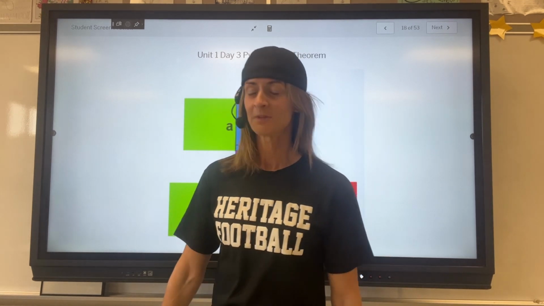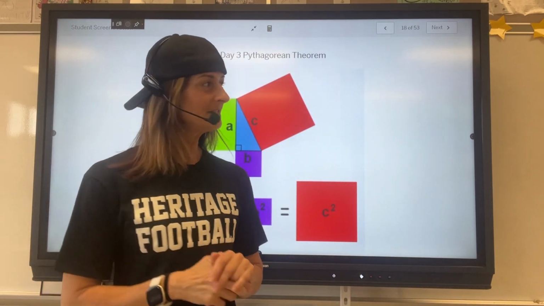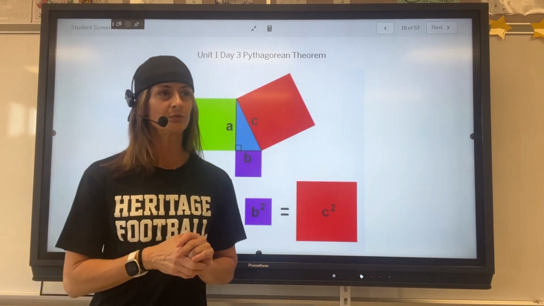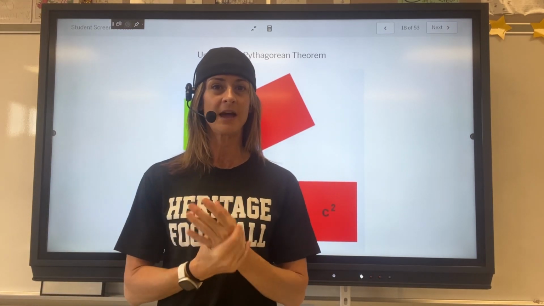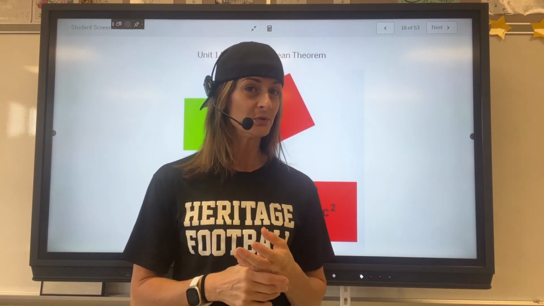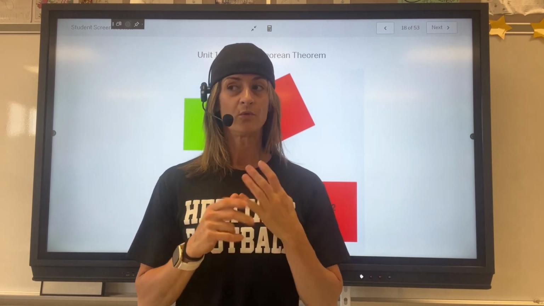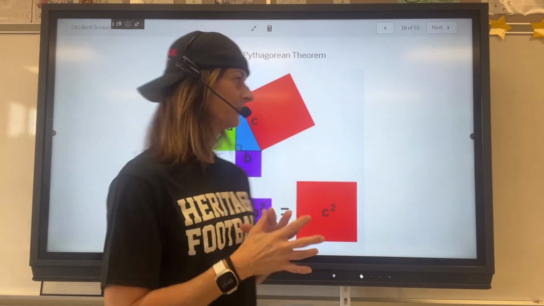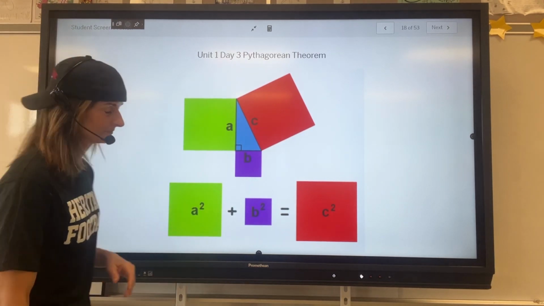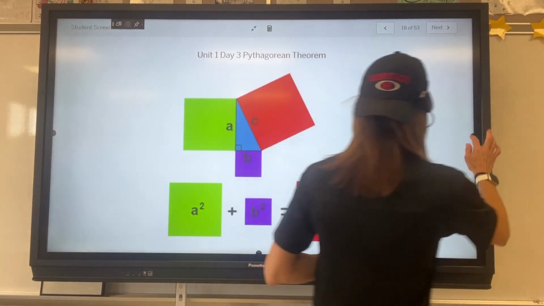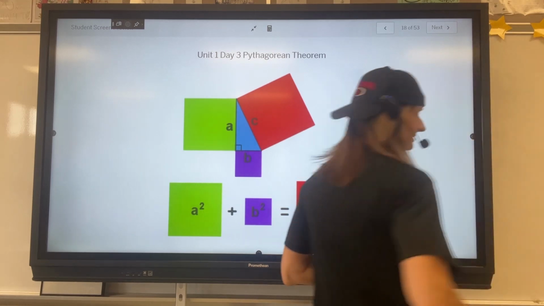Today we are going to learn the beginnings of what's called the Pythagorean theorem. It's a very useful theorem for right triangles. So without further ado, this is a visual of what the Pythagorean theorem looks like. I'm going to go ahead and start with numbers. I'm just going to put some numbers on the sides here.